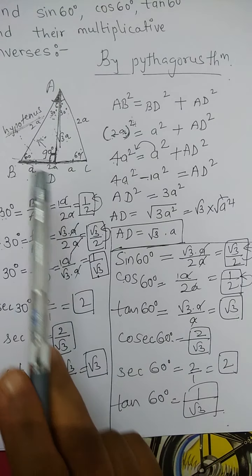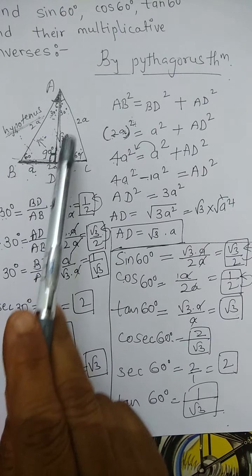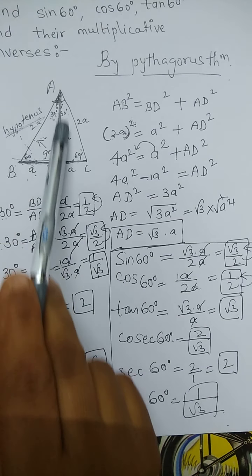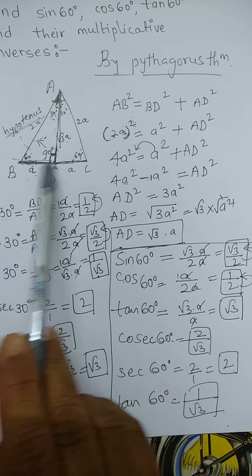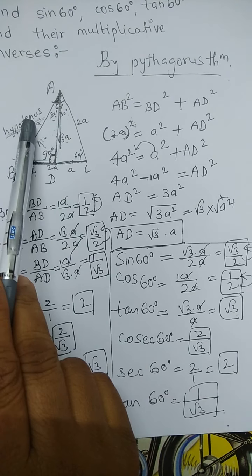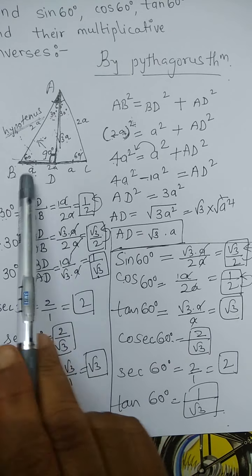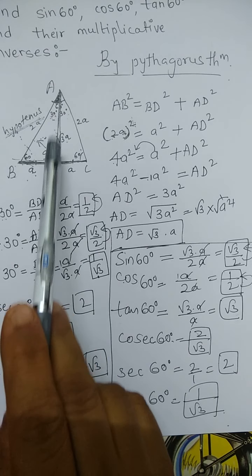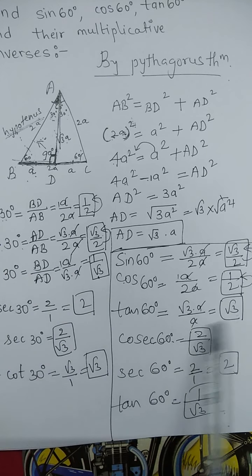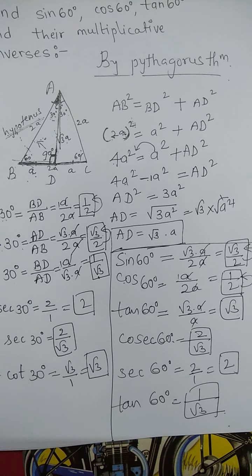You have to just draw an equilateral triangle. In an equilateral triangle, all three angles are 60-60. If you draw an angle bisector, it divides the side into two equal parts. So the length of the side we have taken is 2a, so it will be a and a. Then using Pythagoras theorem, you find the length of this AD. Then simply use the formulas, ratios of sine, cos. You will get the answer. Okay.